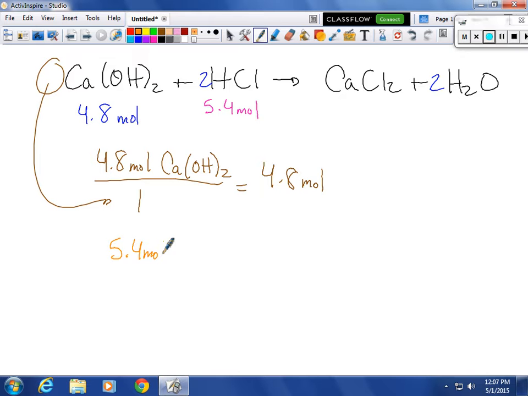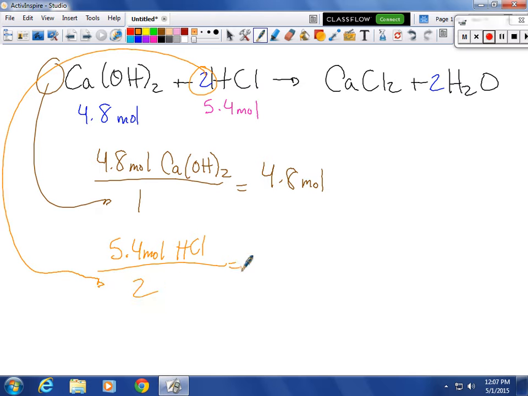We have 5.4 moles of HCl. And what is the coefficient? It's 2. What's 5.4 divided by 2? 2.7. Now, have we just identified our limiting reactant? Yes. Who is it? That's all you have to do to identify. So that tells me that HCl is my limiting reactant.